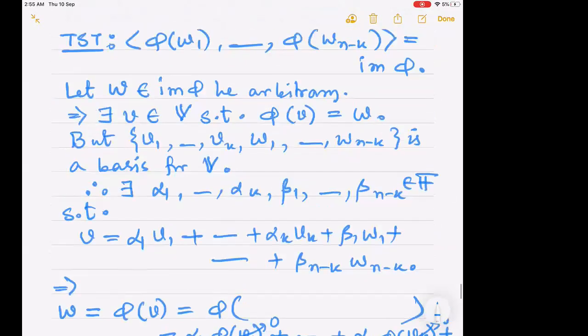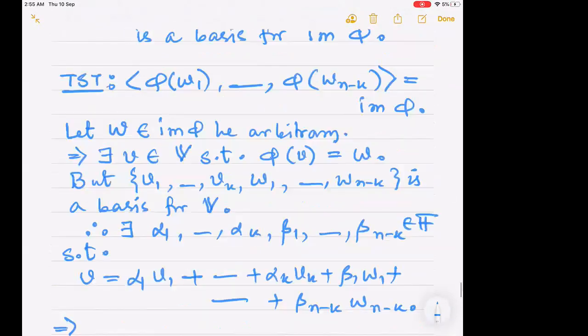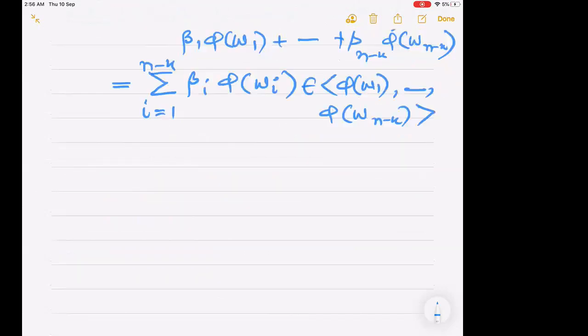So every vector in the image of phi can actually be written as a linear combination like this. You may ask that this is equality of sets. Why am I not showing the other direction? Why am I showing that the image of phi is contained in the span? If you think about it, you'll notice that the other containment is actually trivial. That the span of phi w1 up to phi wn minus k is contained in the image of phi is trivial, because each of these phi w1 up to phi wn minus k by definition is in the image of phi, so their linear combinations are also in the image of phi. Okay, good. Right. So we are done with the span part.